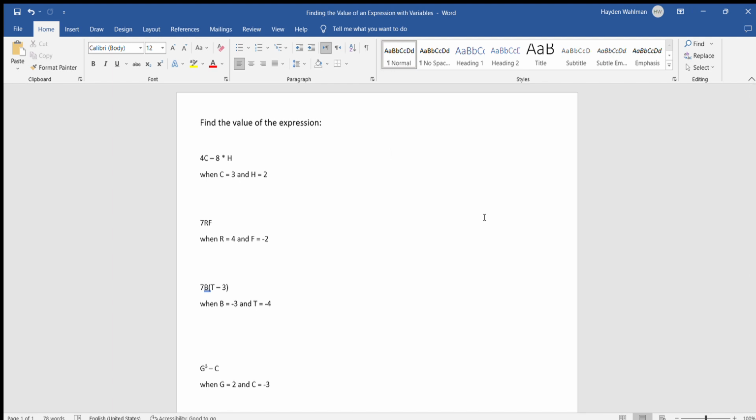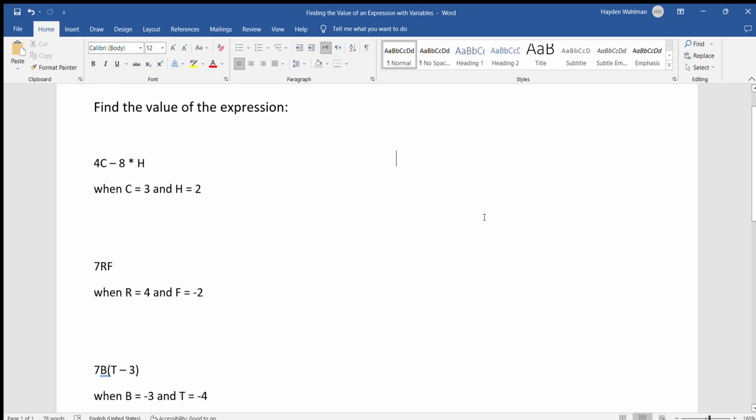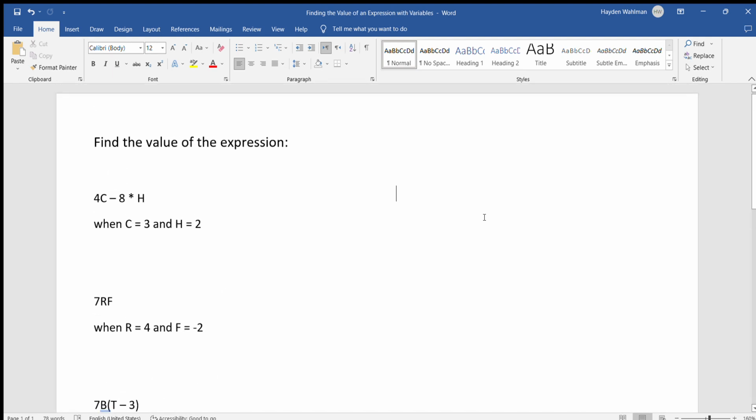So let's do this first one. 4 times c minus 8 times h, with c equals 3 and h equals 2. So all we're going to do is plug it in. So 4 times c, but c is 3, and then minus 8 times h, but h is 2. Now, we're subtracting. So first we do BOMDAS, first we do the brackets. There's just the numbers in these brackets, so there's nothing for us to do.